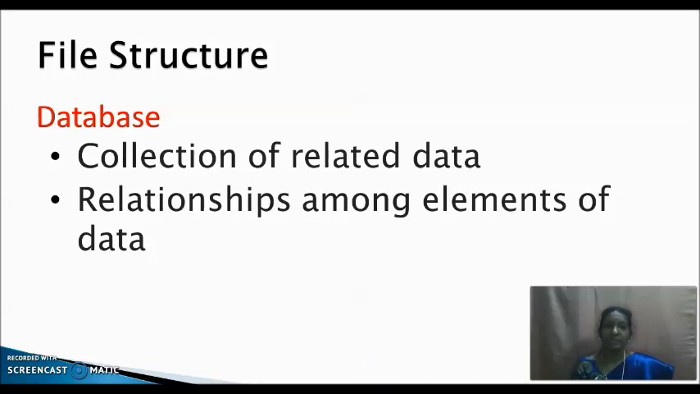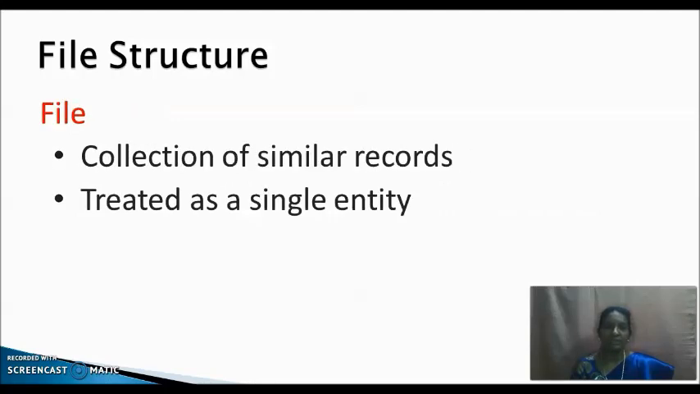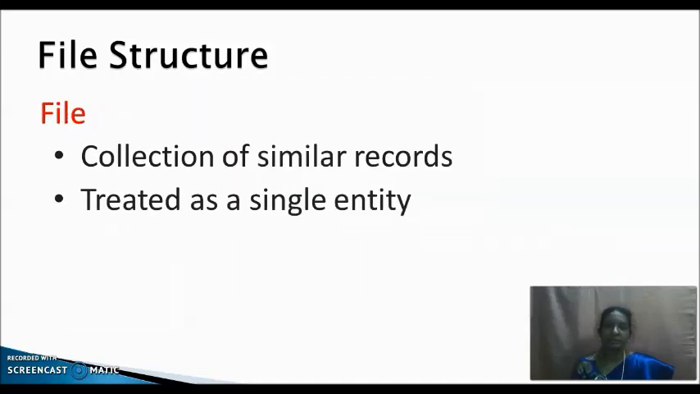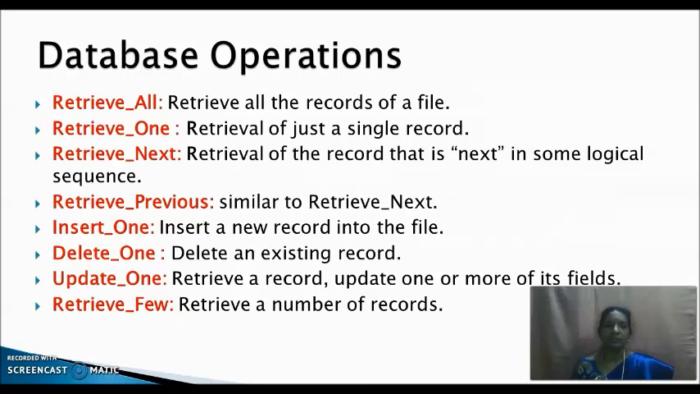And the last one is database. As we all know, it's a collection of related data and it also depicts relationships among elements of data. So what are all the four elements in file structure? Field, record, file and database. Now let's see database operations.